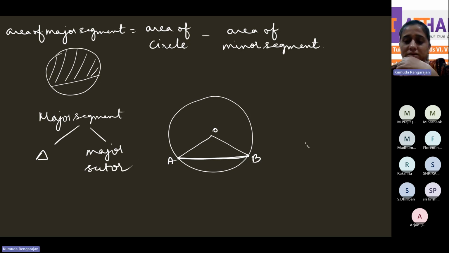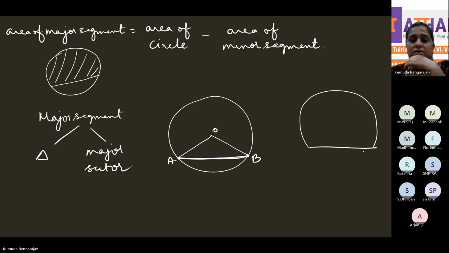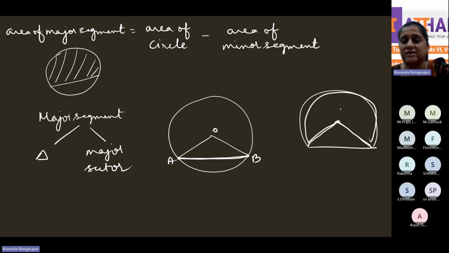The major segment, this one, has two things inside it. It has the triangle and the major sector. This is the major sector. This one is a sector because it has two radii and an arc. And this is the triangle. The major sector and the triangle put together make the major segment.